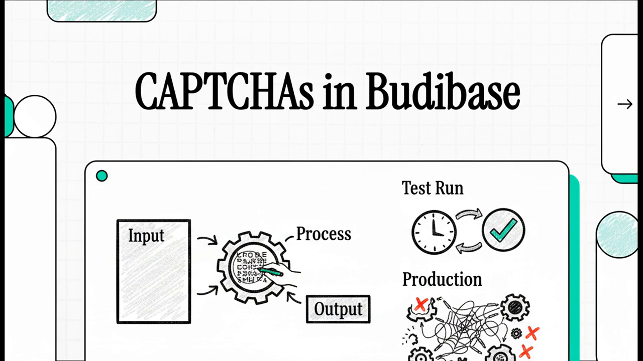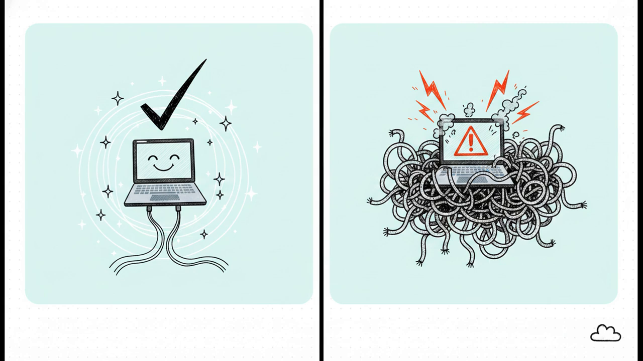Now, Budibase is fantastic for rapidly spinning up internal tools, admin panels, and automated processes. And adding a CAPTCHA solver during your initial test run, well, it usually feels like a total breeze. But as we're going to see, there is a massive difference between a successful test run and a reliable, bulletproof production system.